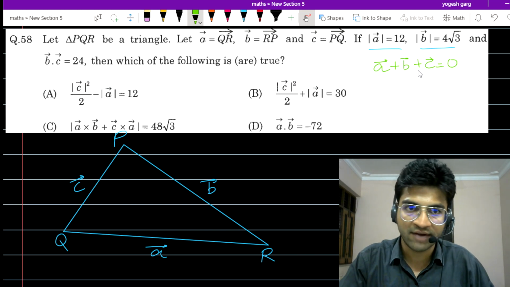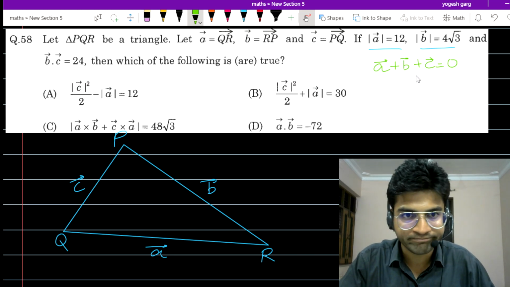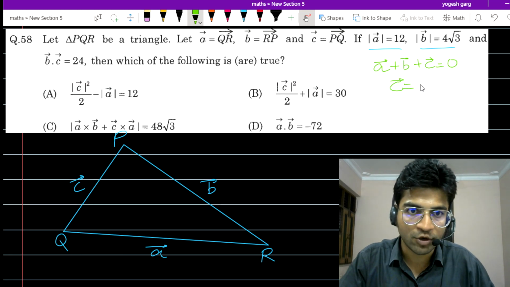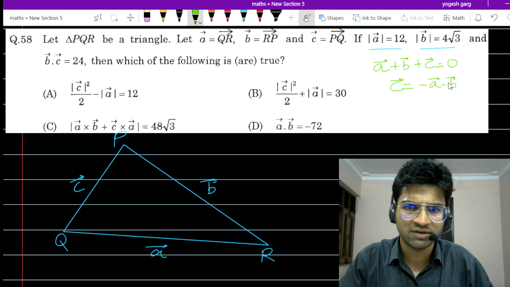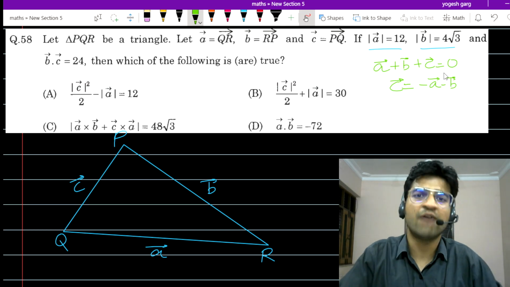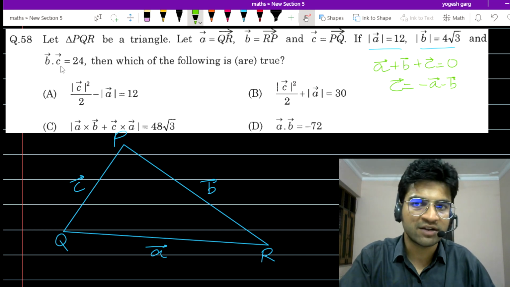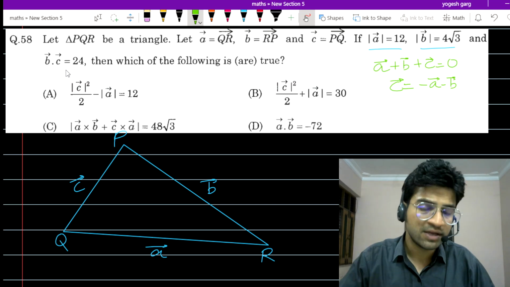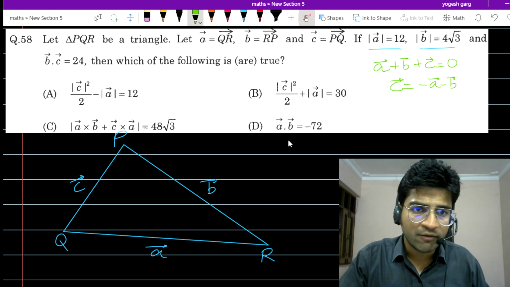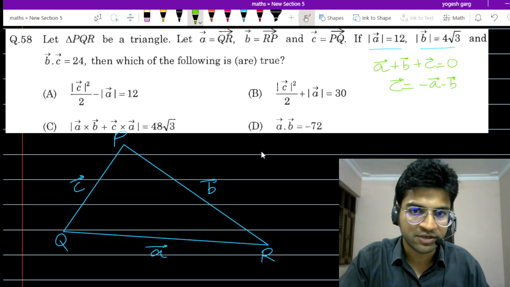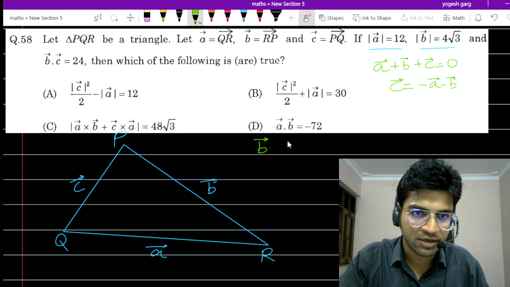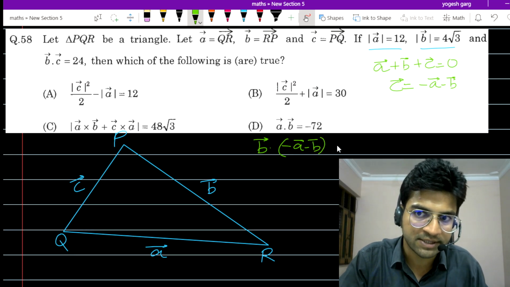what we can do? We can write, let us say, C vector is equal to minus A vector minus B vector. Now what is the utility of this? What do we have by writing this? We know B vector dot C vector is equal to 24. So we take the dot product of B with this C vector, minus A vector minus B vector. So B vector dot minus A vector minus B vector is equal to 24.